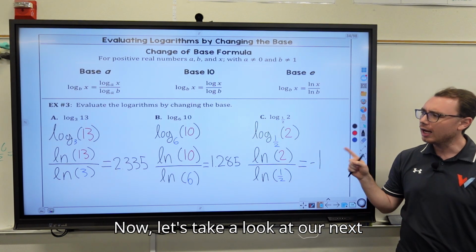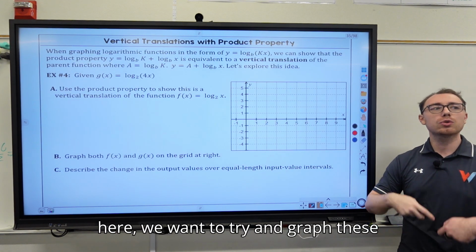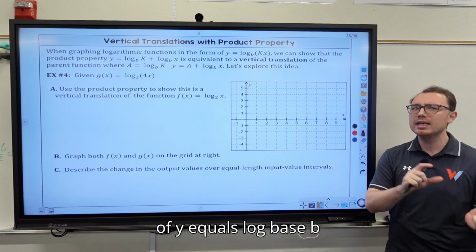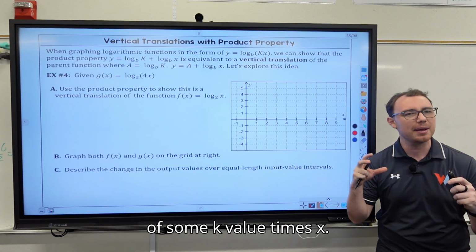Now, let's take a look at our next example. In example 4 here, we want to try and graph these logarithmic functions in this form of y equals log base b of some k value times x.